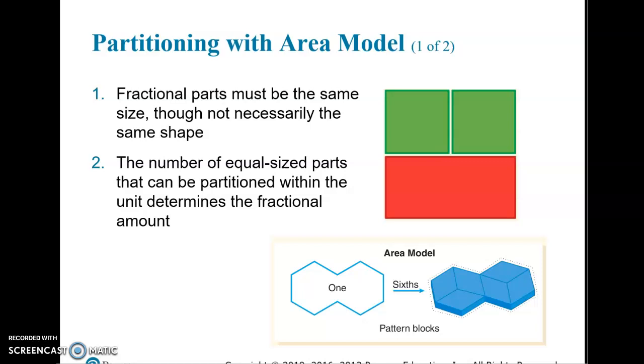Some manipulatives like fraction bars or fraction circles can mislead students to believe that fractional parts must be the same shape as well as the same size. Color tiles can be used to create rectangles that address this misconception. Students who recognize that each color represents a third understand the fraction parts must be the same size, and not the same shape, which may be different.